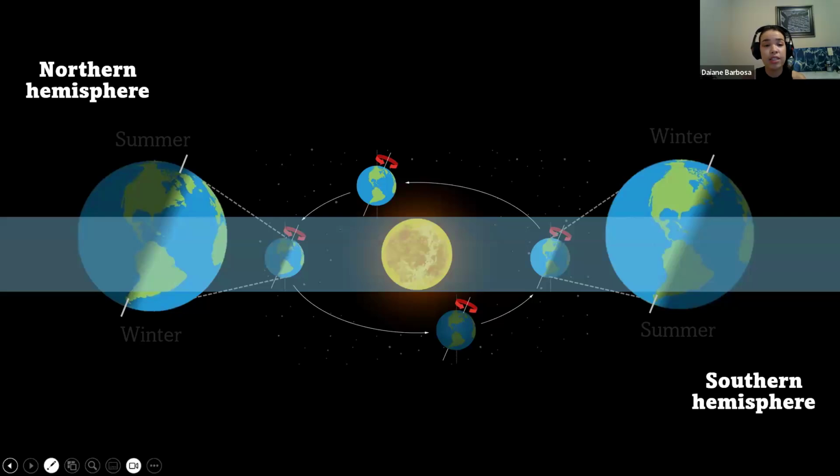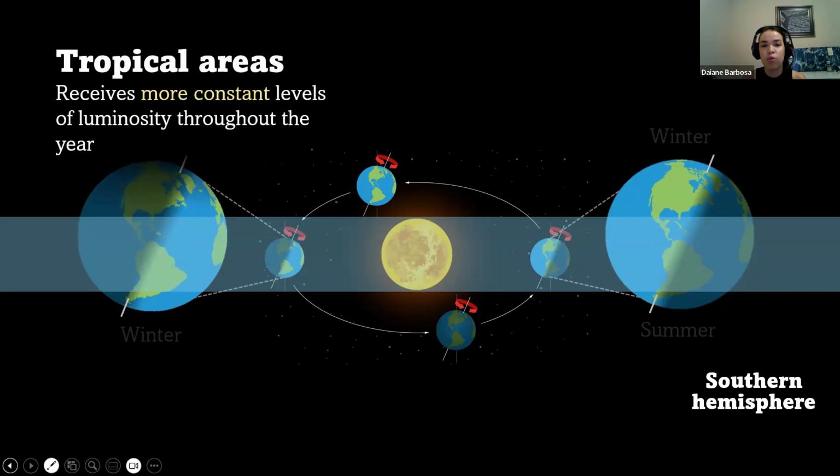This means that summer, winter, and the four seasons in general don't work for this area because the variation is not too high. This way, we have two different seasons, the dry season and the rainy season.